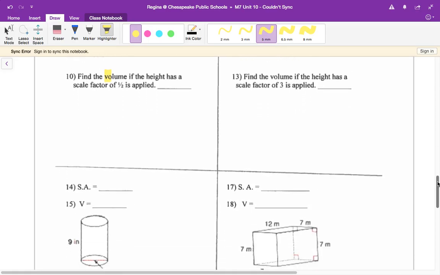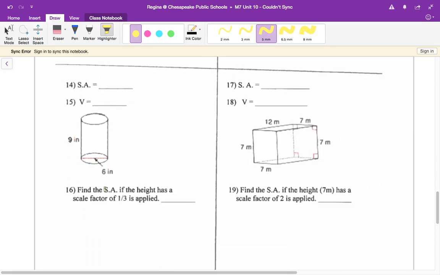Unfortunately, when you get down here to number 14 and 15, they're asking you for the surface area, which means you're going to have to start again. You're going to have to apply 1/3 to the height, so you cut 9 divided by 3. You're going to have to work it all out again in order to get your new answer. So you're going to have to start again.